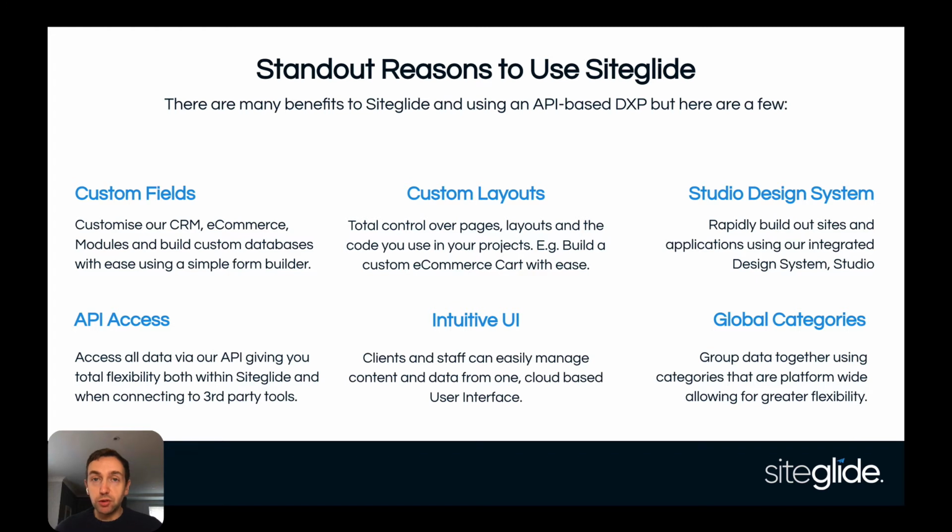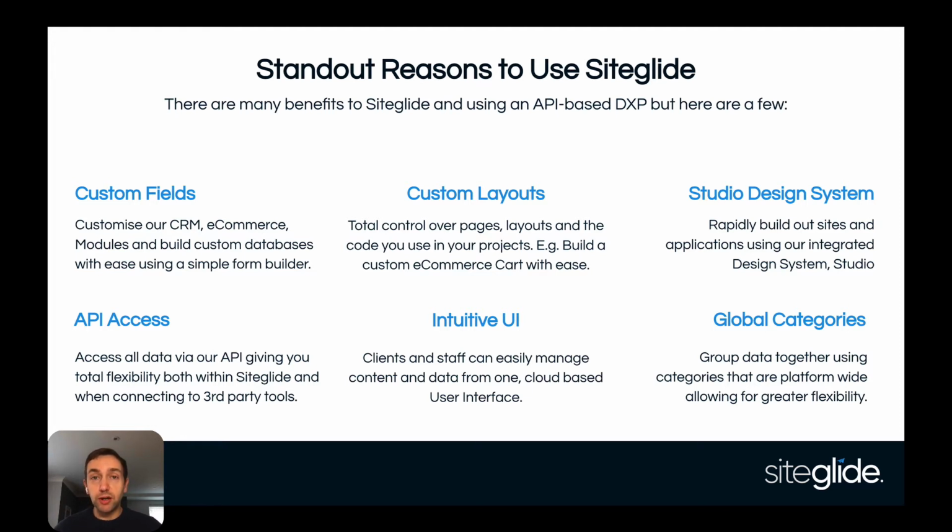Then you've got total control over the layouts as well, so you can edit any layouts and write your own custom code. You could use our studio design system to rapidly build out sites and take best practice code as a starting point. You have full API access to access all data within Siteglide and connect to third parties. You have an intuitive UI for clients and staff to manage content and data in one cloud-based login.